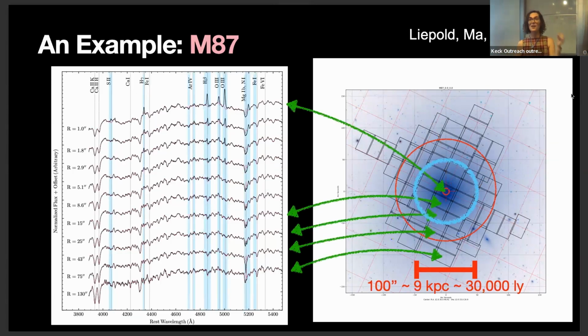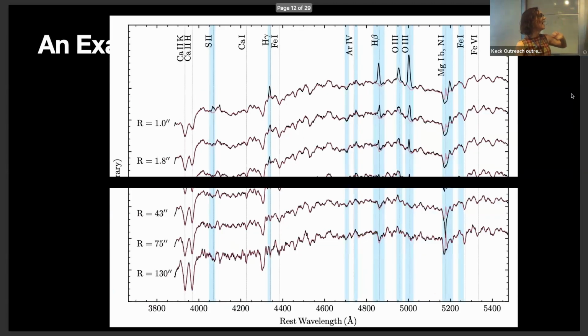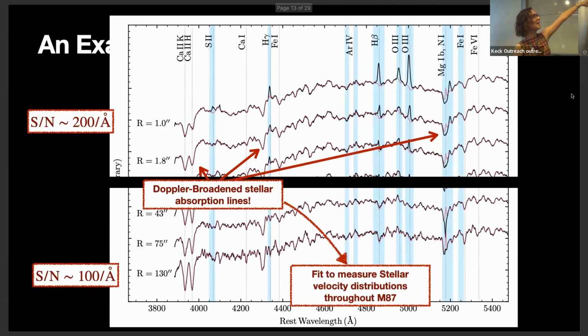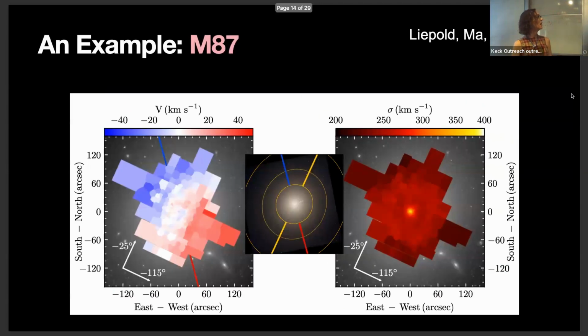So KCWI allows us to get extremely high signal to noise spectra. Here we have a bunch of binned spectra. We have about 500 of these in total for this galaxy. I want to point out that the innermost ones have a signal to noise of like 200 per angstrom. And the outer ones, into this area that's extremely sky dominated, are still like 100 per angstrom. This allows us to fit the entire velocity distribution of the galaxy.